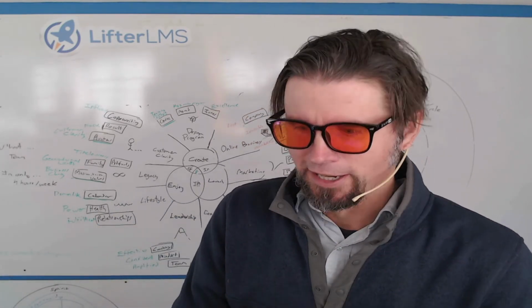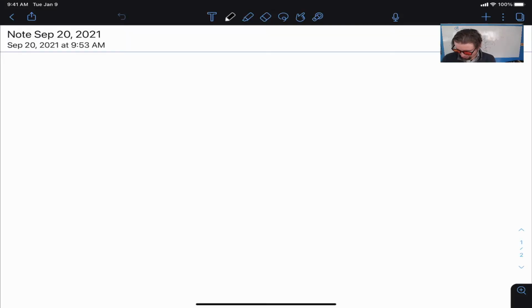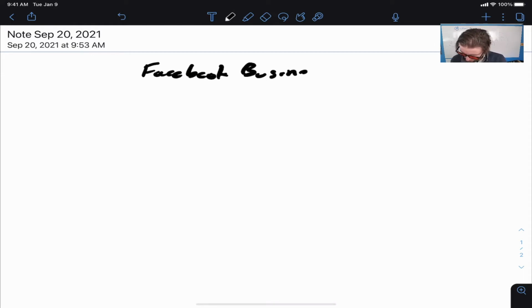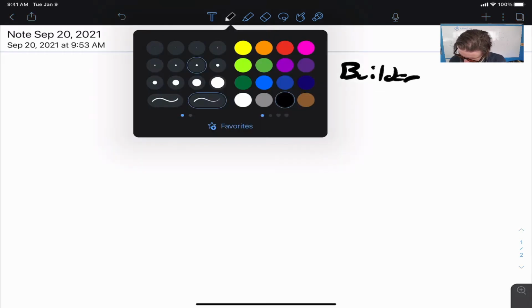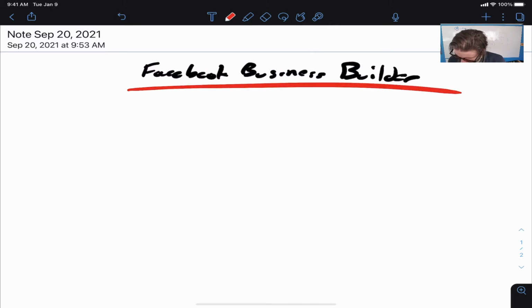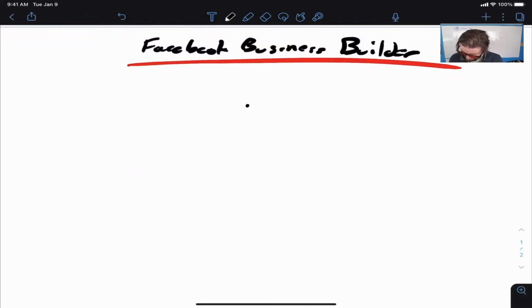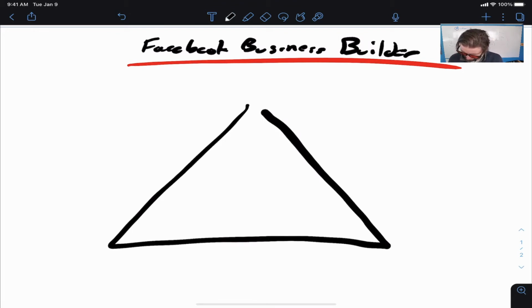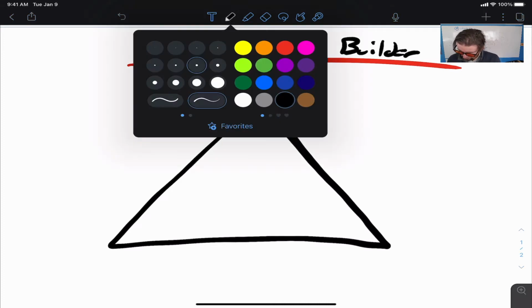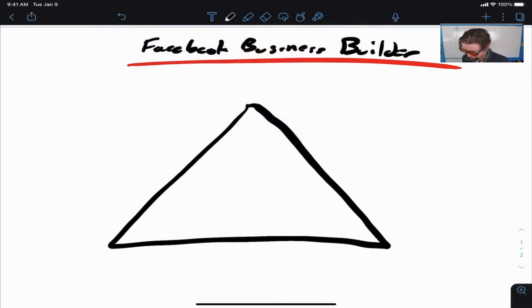for your business. So let's look at this model here, which I call the Facebook Business Builder. Once you get this, it all starts to fit together on how to use Facebook to grow your business and also to use it in such a way so that you don't waste a bunch of time or money.